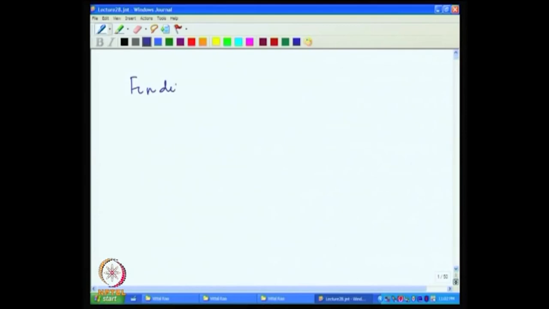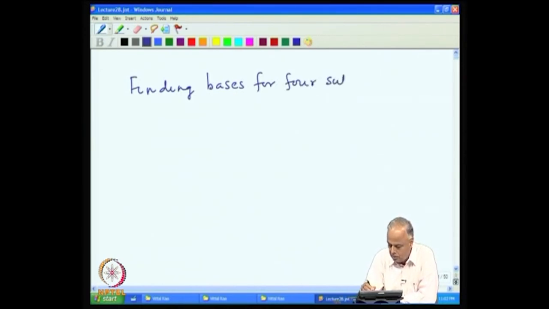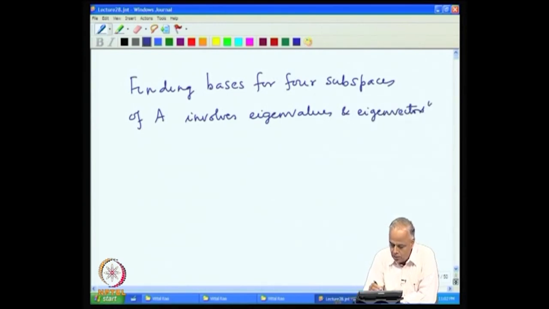In the last lecture, we observed that finding four bases, the basis for the four subspaces of A, involves eigenvalues and eigenvectors. We said that this is going to involve the notion of the eigenvalues and eigenvectors if you want to find suitable basis which will solve our problems.